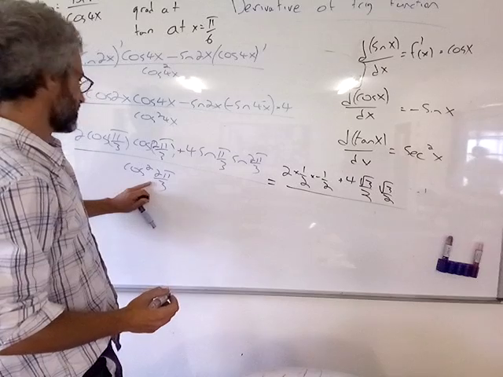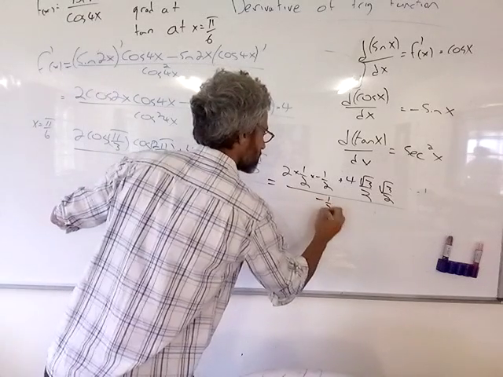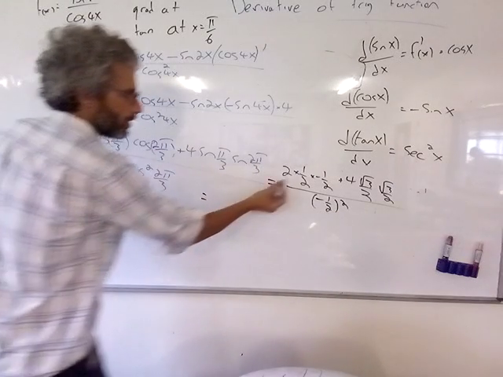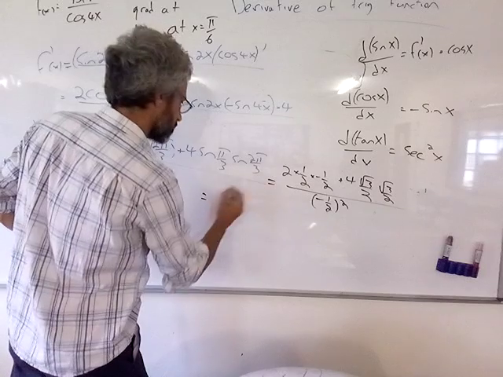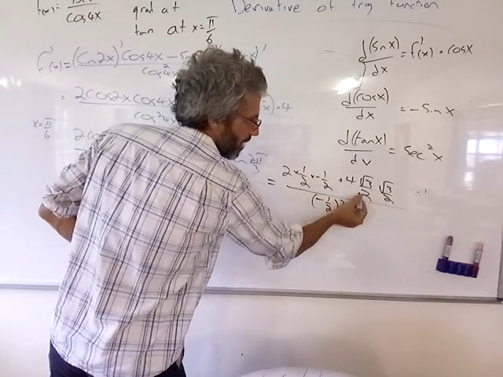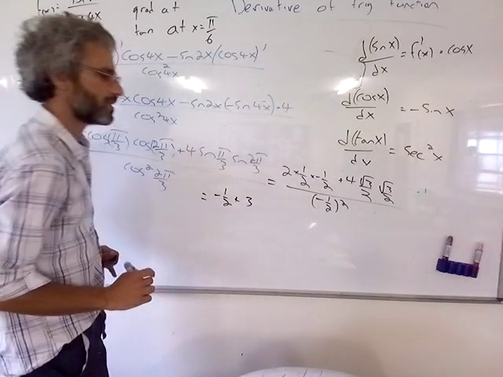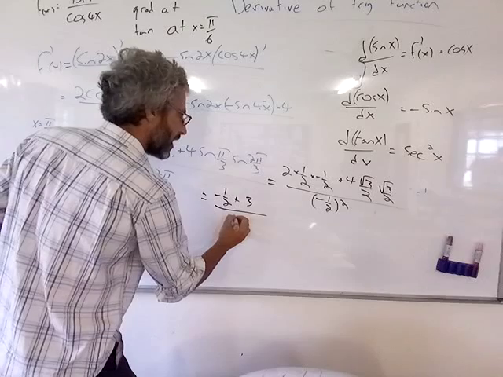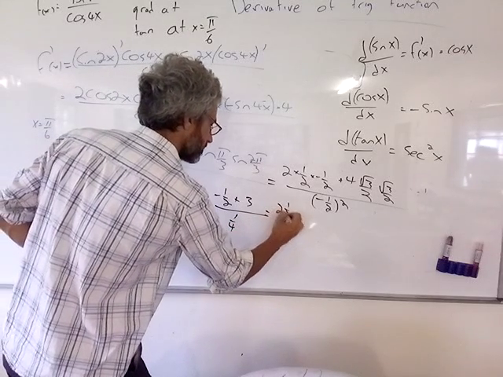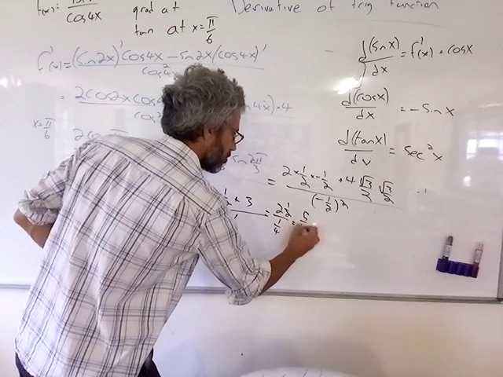Cosine, what did we say? Cosine 120 is minus half, so we've got minus half squared. Okay? 2 times half is 1, so I've got minus half plus 4 times square root 3 over 2 times square root 3 over 2, so it's 4 times 3 over 4, that's plus 3. Divided by a quarter. So I've got 2.5 divided by a quarter, which is 5 over 4 times 4.